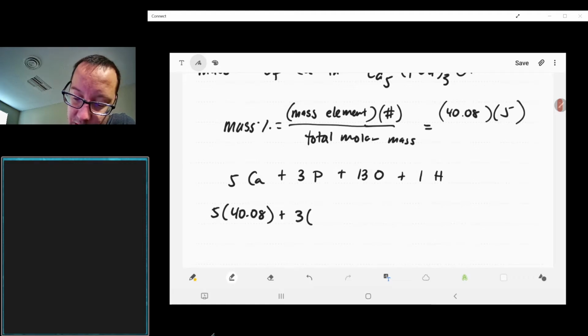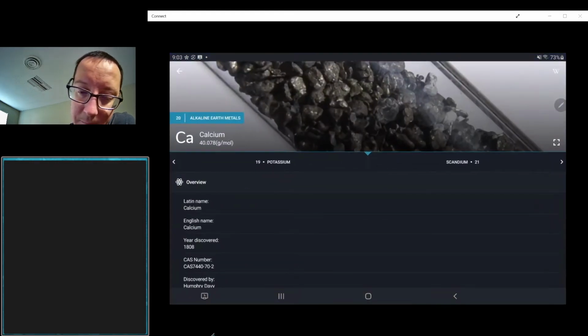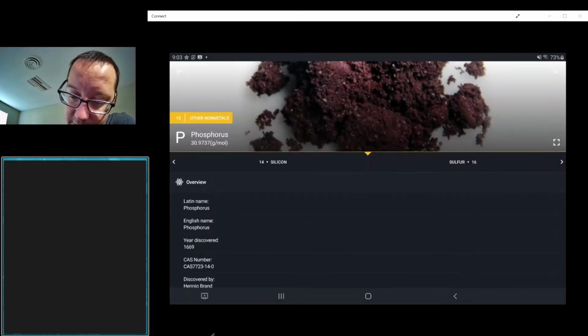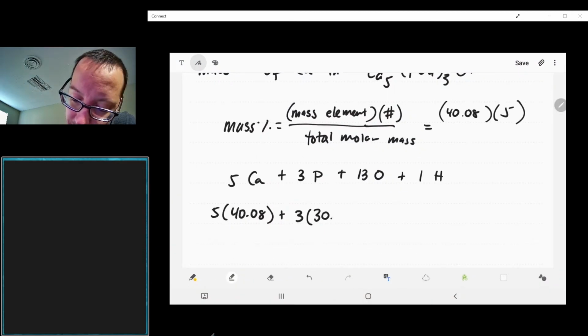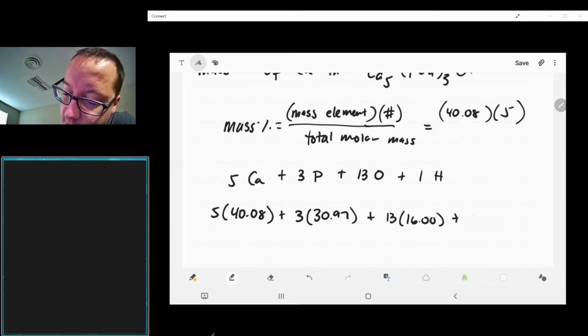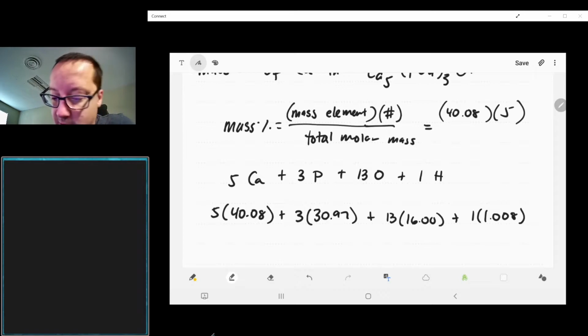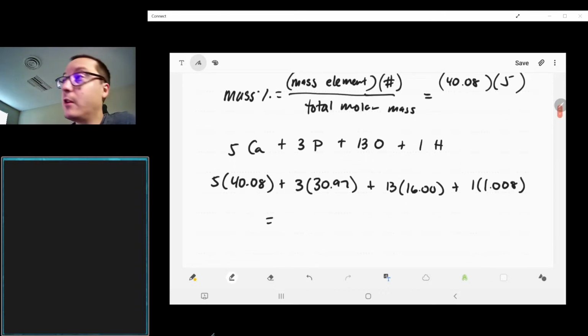So putting this all together, we have to look up our phosphorus here as well. Phosphorus is 30.97. Oxygen, as we probably know by now, is 16. And hydrogen is 1.008. So we have to put all this stuff together. Let's calculate it: 5 times 40.08 plus 3 times 30.97 plus 13 times 16 plus 1.008. Doing all that, we get 502.318.